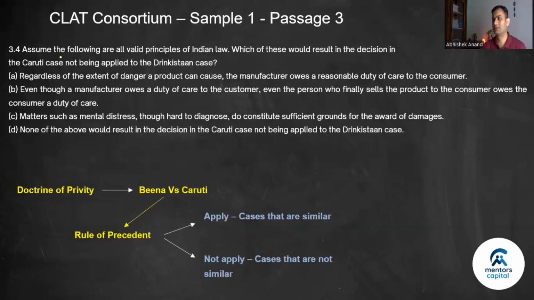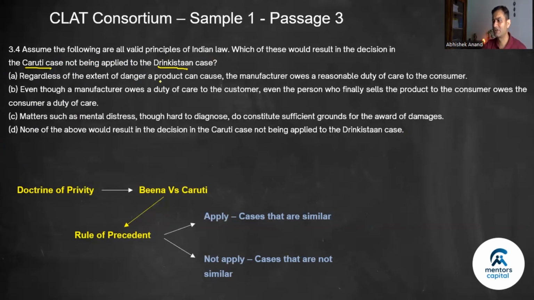Okay. Assume the following are all valid principles of Indian law. Which of this would result in a decision in the Karuti case not being applied to the Drinkinstan case? So in the Karuti case the doctrine of privity was denied. So in the Drinkinstan case it should be applicable. Only then the result will not be the same, right?